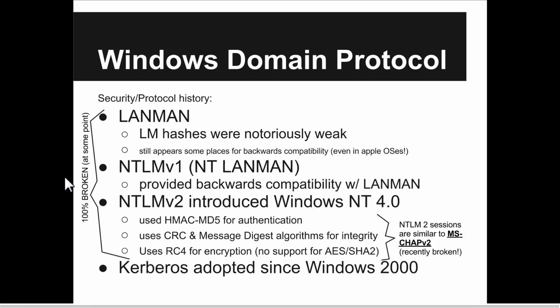LANman was first. Its hashes were notoriously weak, made it really easy to crack passwords. It still appears in some places, even to date, and even in Apple operating systems. I think Carlos Perez had a good talk, I forget where, on post-exploitation in Apple OS. Basically, you flip a registry flag and it takes the passwords stored in memory and restores them on hard disk in LANman, which is way easier to break than everything else that is used, just for backwards compatibility.